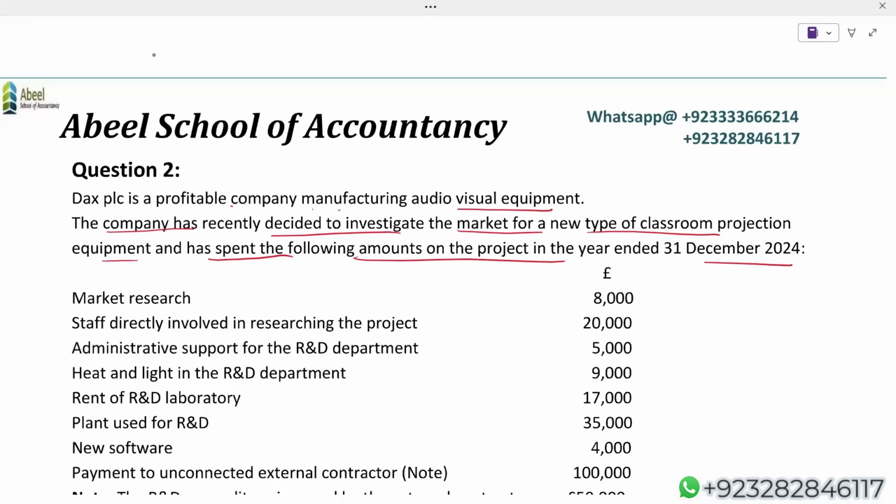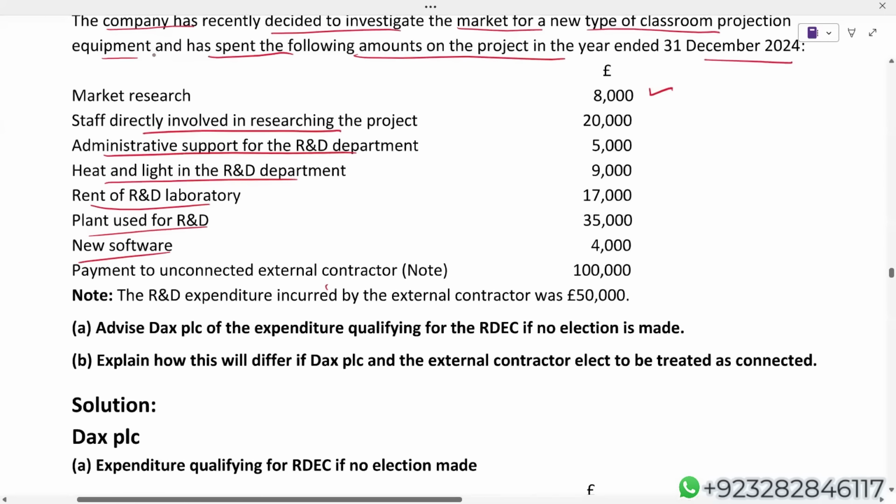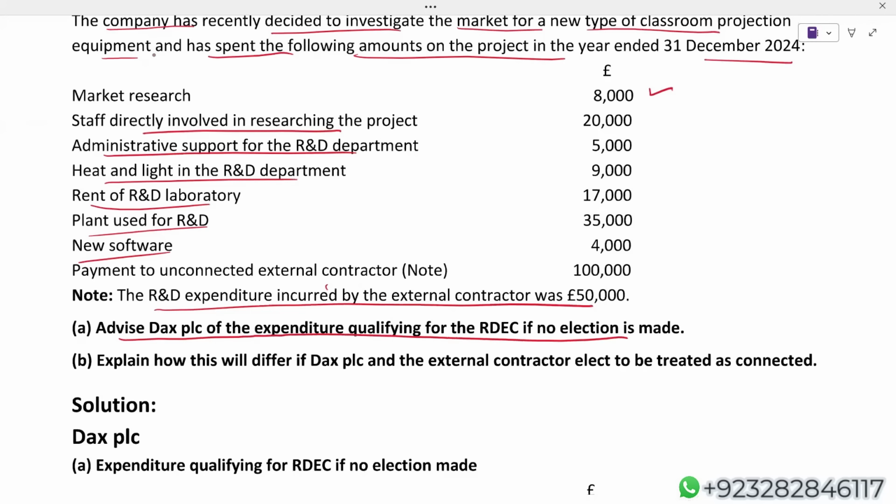In the year ended 31st December 2024, we have market research, staff directly involved in research, administrative support for R&D, heat and light for R&D, rent, plant use for R&D, new software, and payment to an unconnected external contractor. R&D expenditure incurred by the external contractor was 50. Advise DAX PLC which expenditure qualifies for R&D if no election is made. Explain how this will differ if DAX PLC and the external contractor elect to be treated as connected.